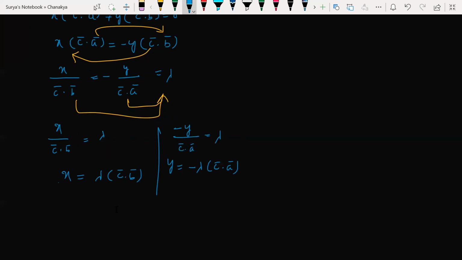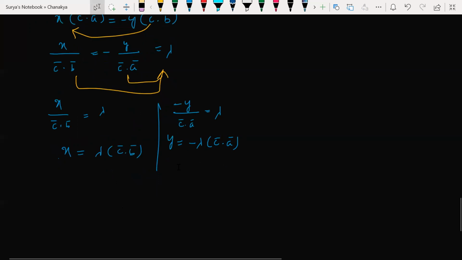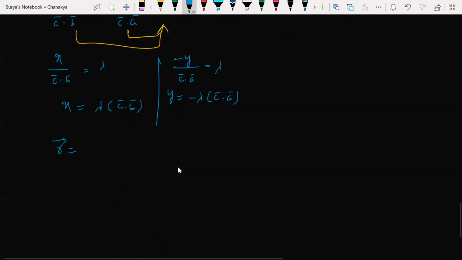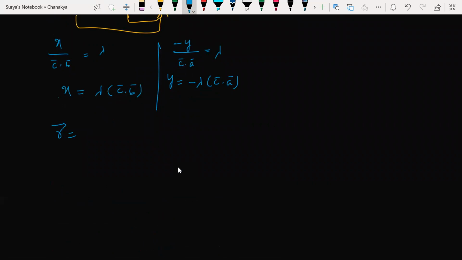This is what we can write. Now, simply look at this: I got x and y values. I just substitute them in equation number 2. That's it. So R vector is what here? x A plus y B, right? So the vector is lambda into x A plus y B, where y is this one. Taking lambda common, how simple it is.